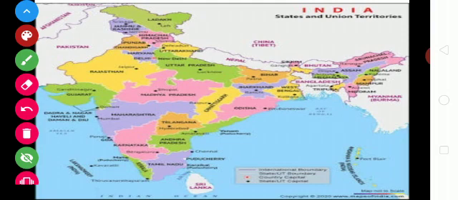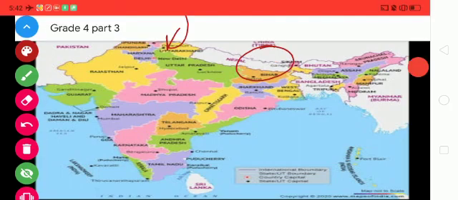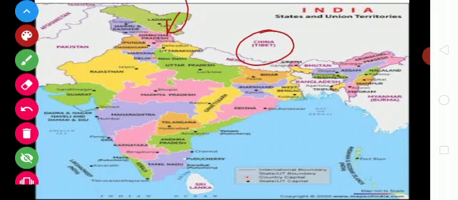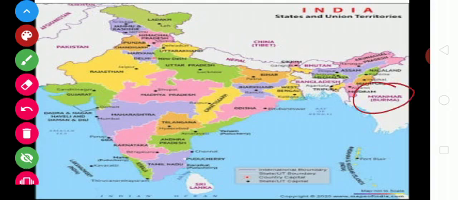States bordering China. See, this one is China. The states that border China are Jammu and Kashmir, Himachal Pradesh, Uttarakhand, Sikkim and Arunachal Pradesh. See here. And then states bordering Myanmar. Myanmar is here. And then the states bordering Nepal. Nepal is here. And Bangladesh is here. These are the states that border our country.